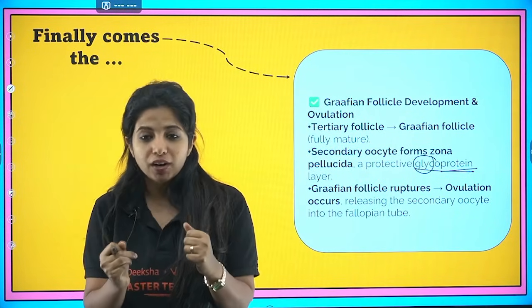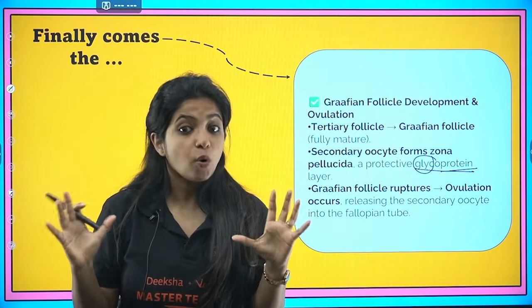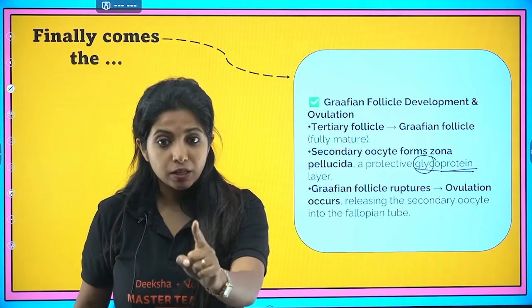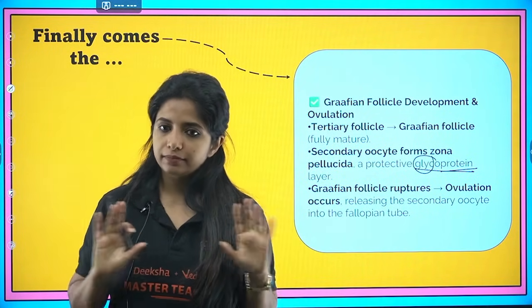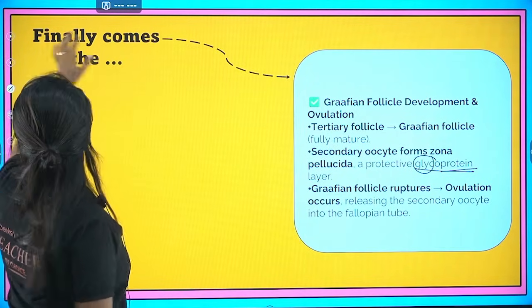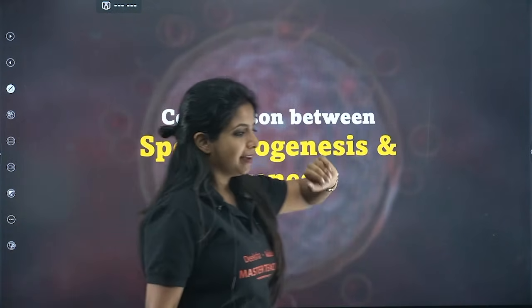When I say ovulation has occurred, when I say egg is being released, it's not ovum. It's basically secondary oocyte, which is having its own zona pellucida, the acellular layer, and also corona radiata. Done? Yes, ma'am. And then finally comes all of this.